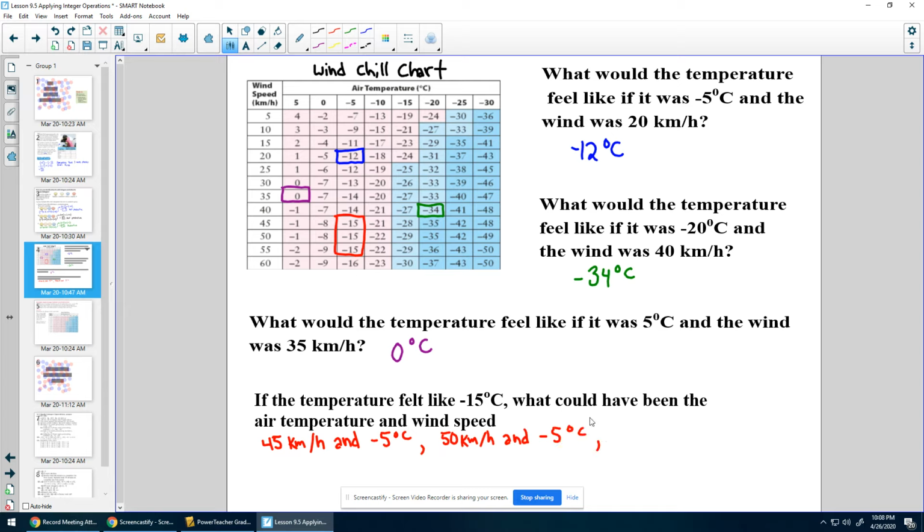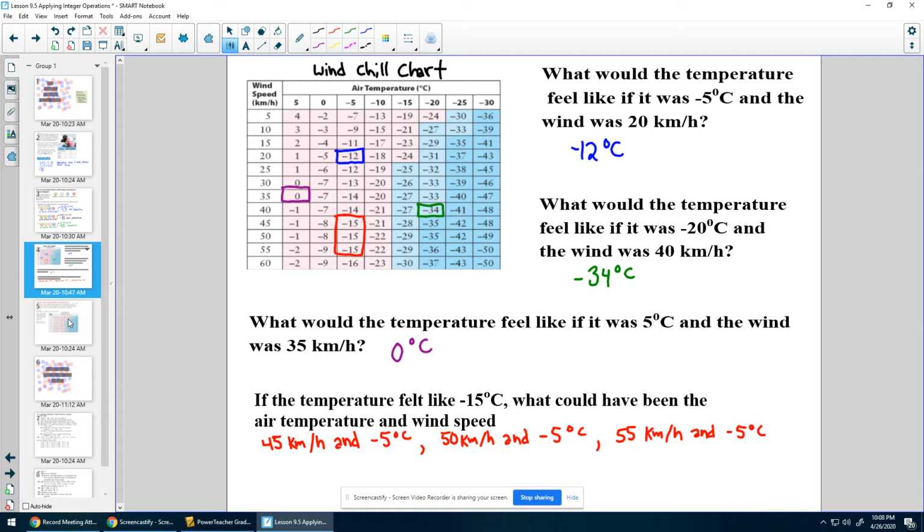And our last one would be 55 kilometers per hour and -5 degrees Celsius. So that's how we'd read a chart and come up with our air temperatures.